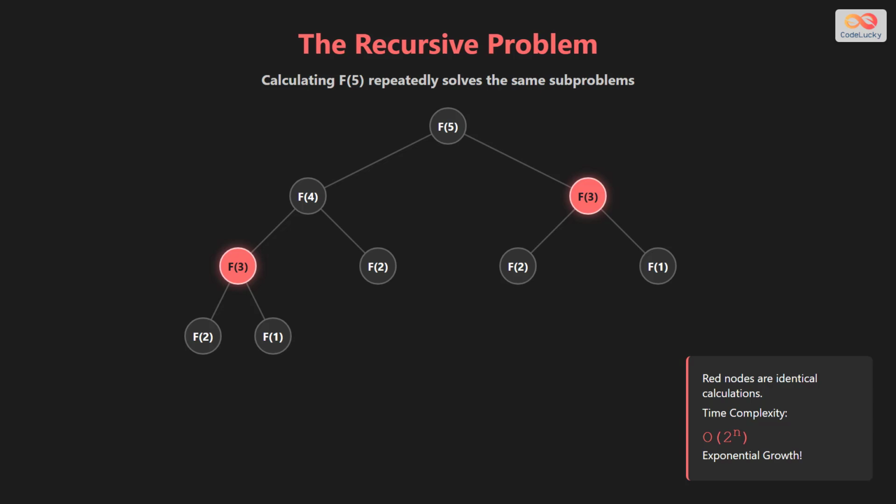So why is the standard recursive solution so bad? Look at this tree for calculating the fifth Fibonacci number. To get 5, we need 4 and 3. But to get 4, we need 3 and 2. Notice something? We are calculating the third Fibonacci number twice. As the tree gets bigger, these duplicate calculations explode exponentially. This gives us a time complexity of O of 2 to the power of n, which is incredibly slow for large numbers.